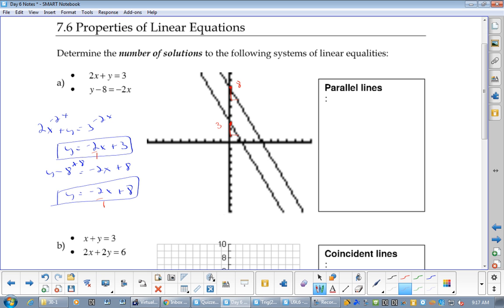So, how many solutions do parallel lines have? Okay, so parallel lines will have no solutions. What is synonymous with the word solution? Yes, intersect. Not intercept, intersect, right? Where those two lines intersect, okay? Because that's what that means, no intersection.